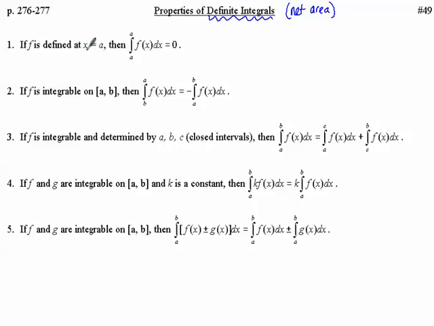If a function is defined at x equals a and the limits of integration are both a, that means we're not going anywhere. It's not from a number to another number that we're creating area. It's from a, not going anywhere, to a. So are we creating any area? No. So it will equal 0 when the limits of integration are the same. No area is created.